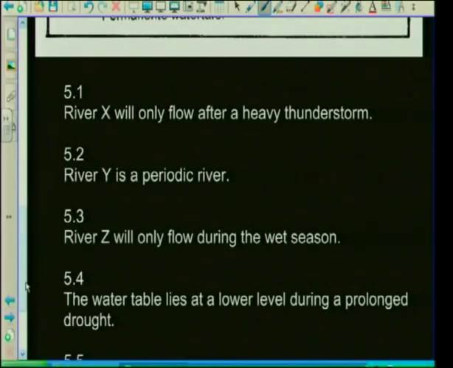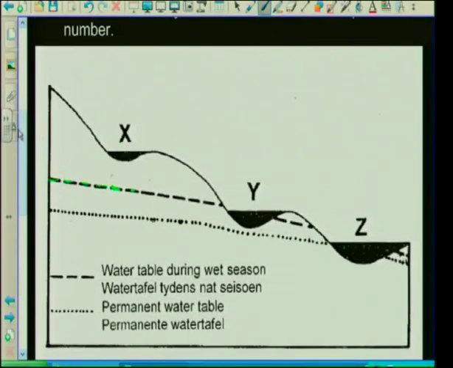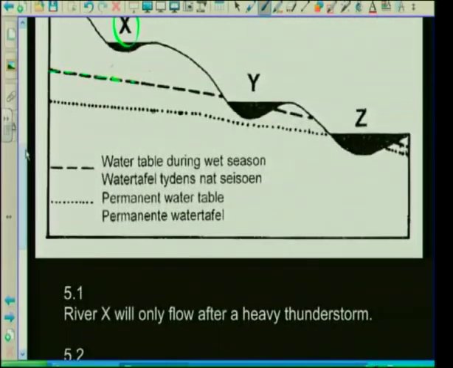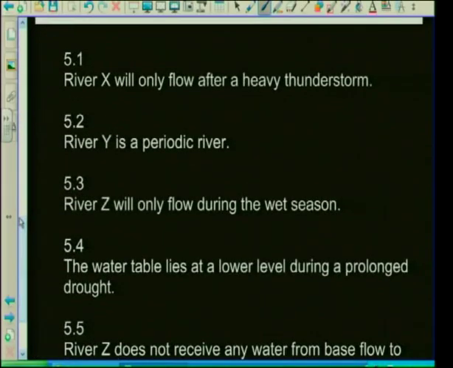So if we look at the first question, 5.1, it says River X will only flow after a heavy thunderstorm. Now if we look at the position of River X over there, it doesn't touch either the wet season water table nor the permanent water table, and therefore it is considered to be what we call an episodic river. Now, an episodic river will only flow after a heavy thunderstorm, which makes this statement true.